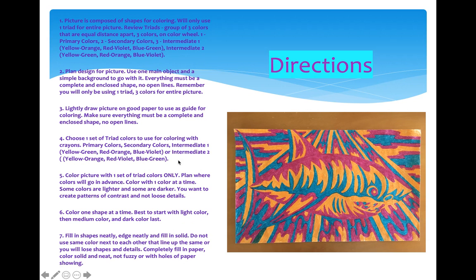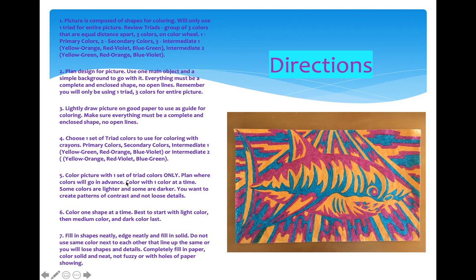Oh, see, it's now down here it's the right color, so I'm going to have to fix that first paragraph. Choose whether you're using primary, which is yellow, red, and blue. Secondary, orange, green, and violet. Intermediate 1 is yellow, green, red, orange, blue, violet. Or intermediate 2, which is yellow, orange, red, violet, and blue, green. And this one is intermediate 2.